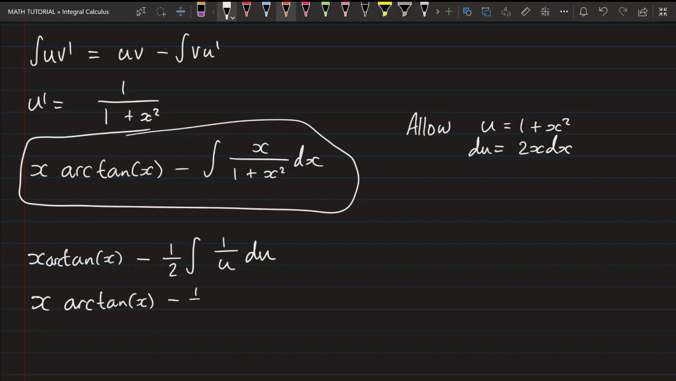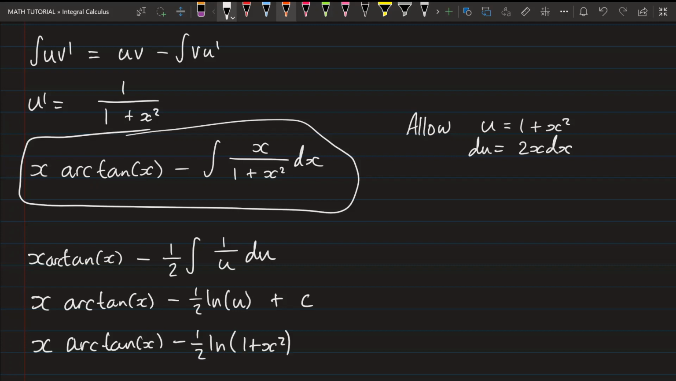In the result, we get x multiplied by the arctangent of x, take away a half of the natural log of u, plus c. Substituting back in u, we get x multiplied by the arctangent of x, take away a half of the natural log of 1 plus x squared, plus c.